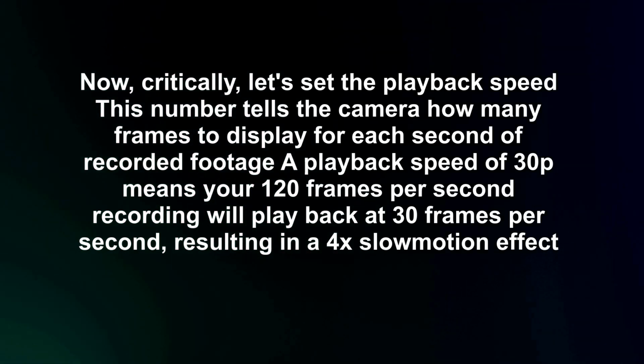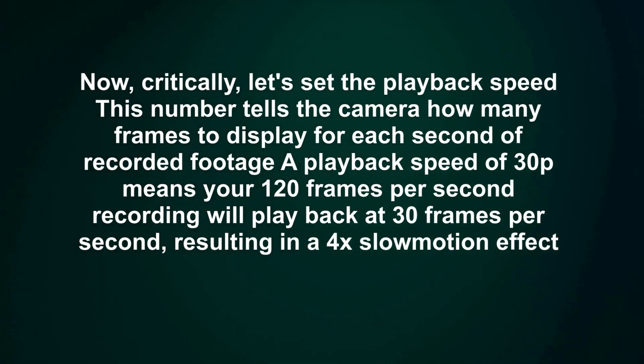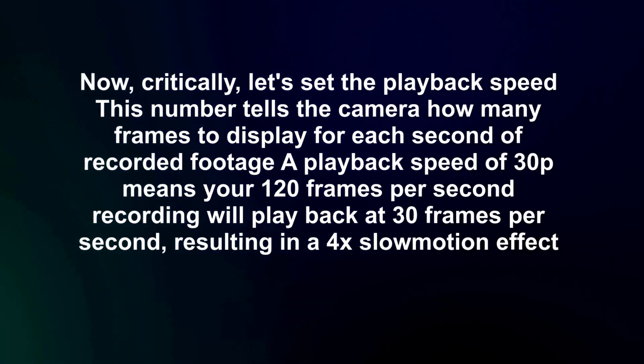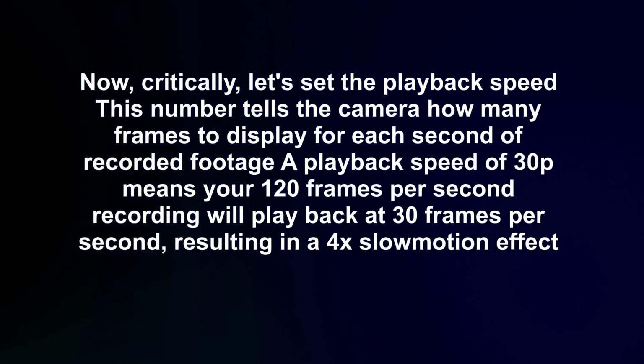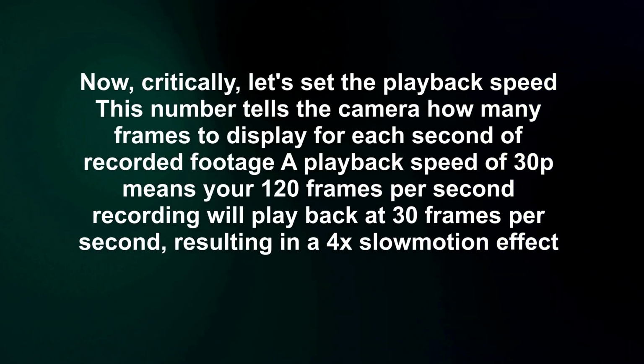Now, critically, let's set the playback speed. This number tells the camera how many frames to display for each second of recorded footage. A playback speed of 30p means your 120 frames per second recording will play back at 30 frames per second, resulting in a 4x slow motion effect.